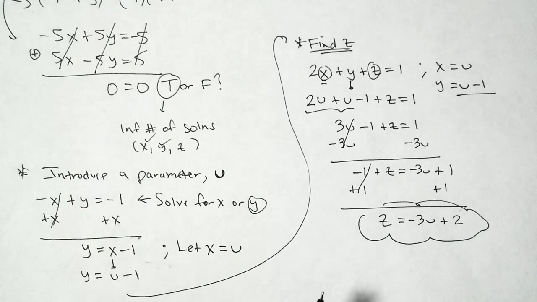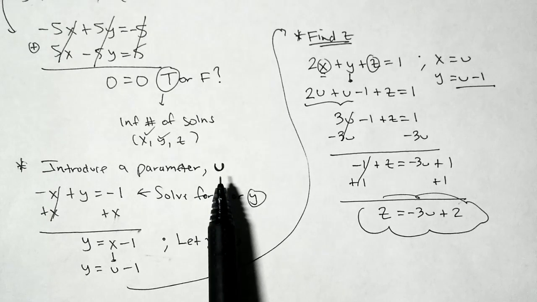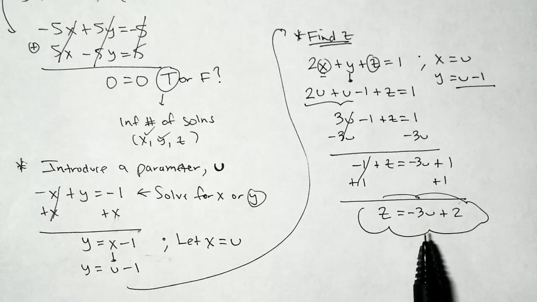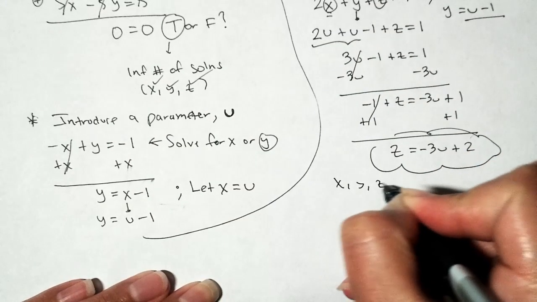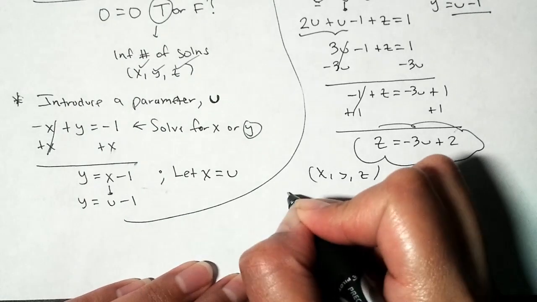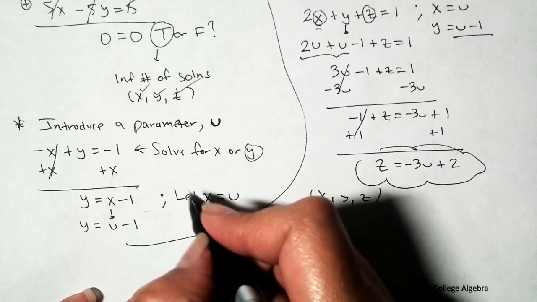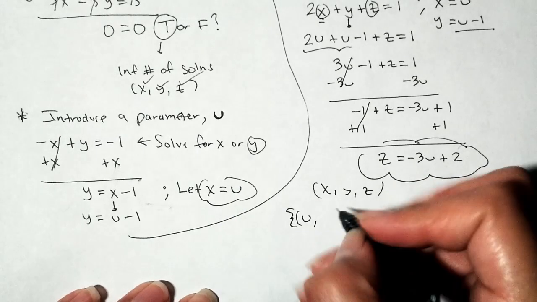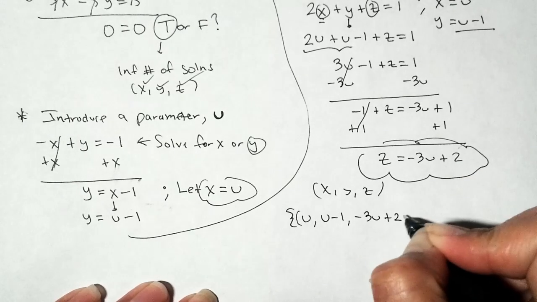So again, the parameter or the new variable that we introduced was u. We needed to write x, y, z in terms of u. We checked off x, y, and look at that, we wrote z in terms of u. Okay, so let's go ahead, write this in set builder notation. Okay, so we have an infinite number of solutions. So we have the set of ordered triples of this form. x, which is u, y, which is u minus 1, z, which is negative 3u plus 2.